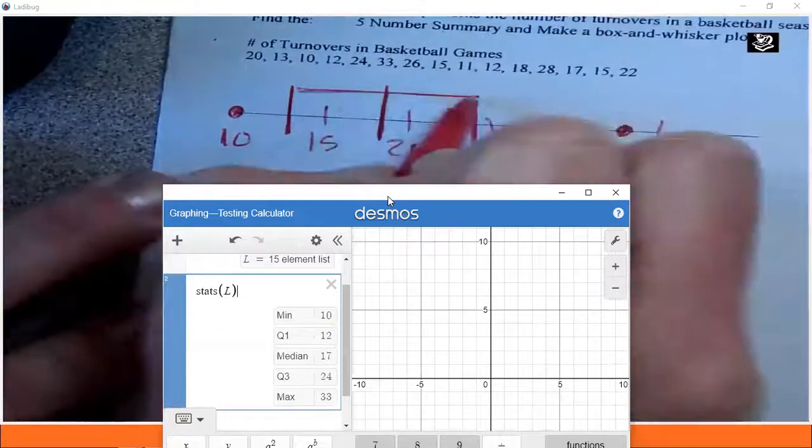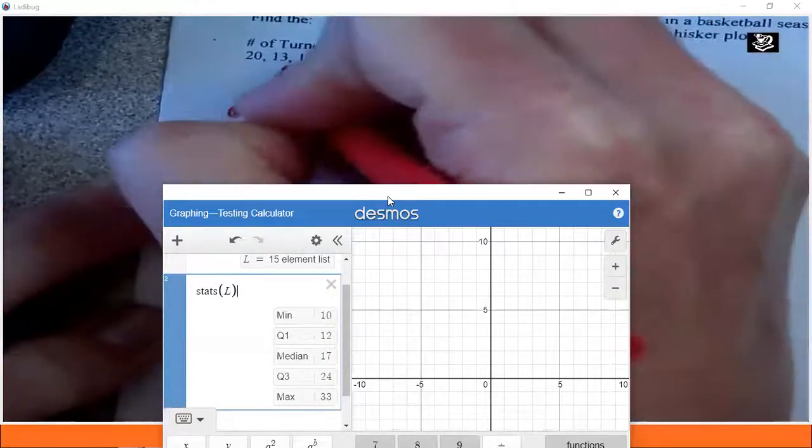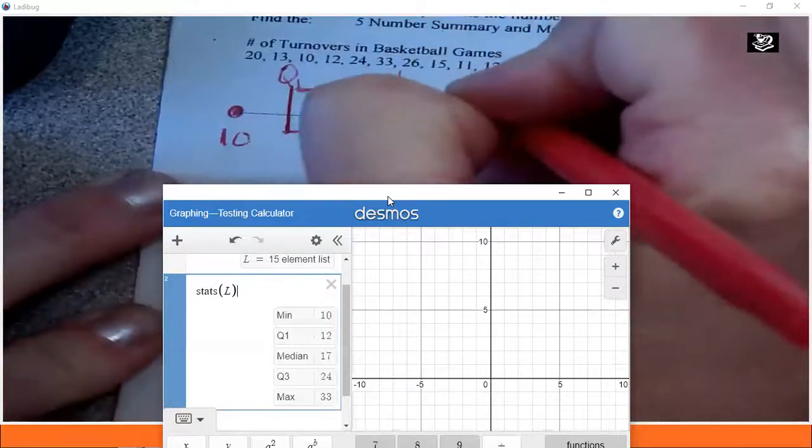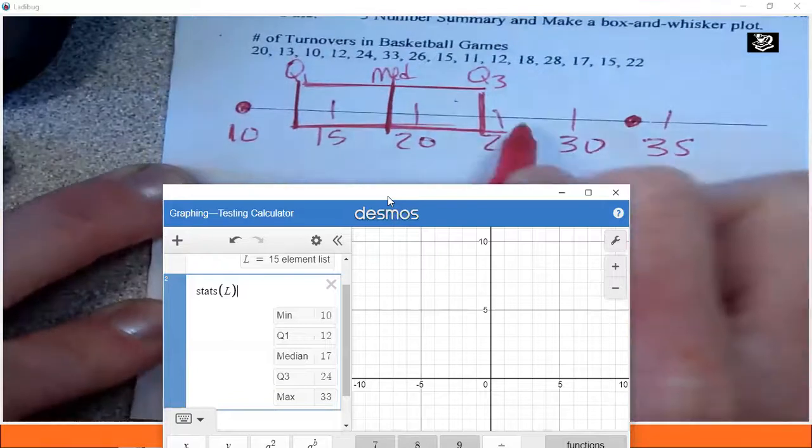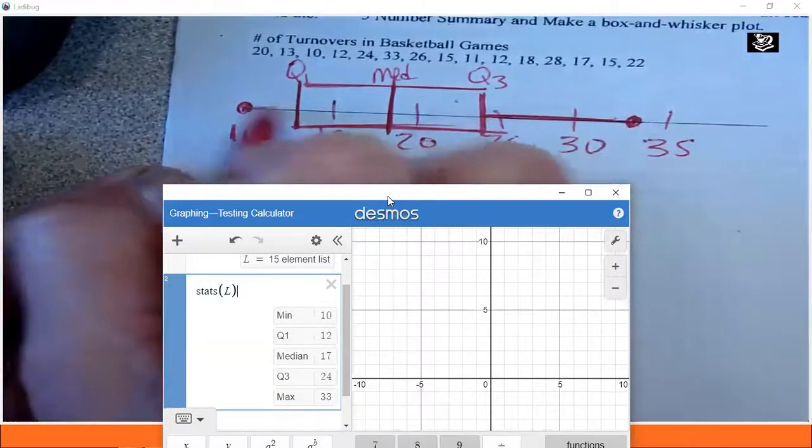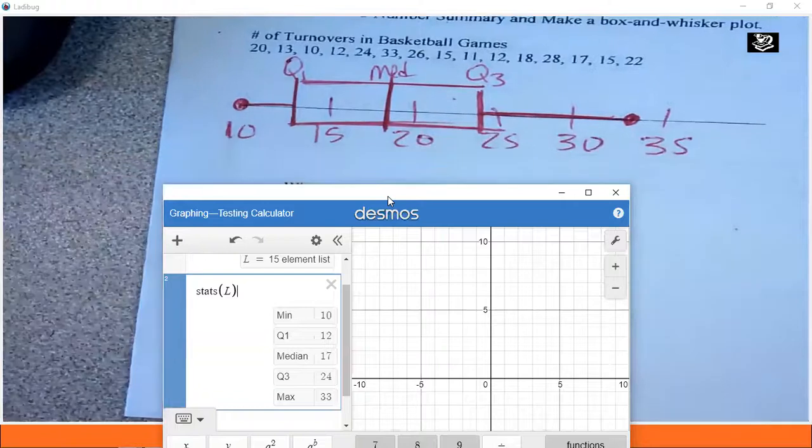And this is your box. So this is Q1, your median, and Q3. So that's your box, okay? And then these are your whiskers on the side. Those are your whiskers, okay?